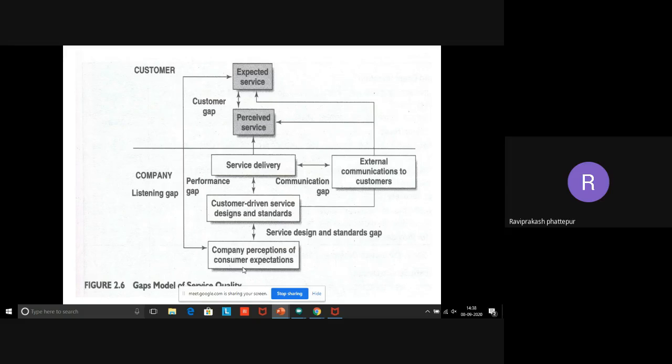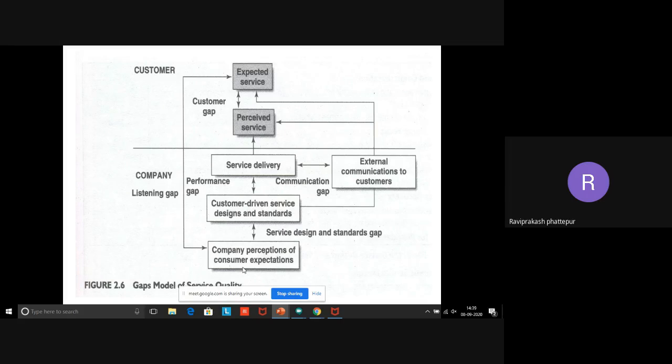Next, gap 2 is the service design and standards gap, which is between company perceptions of consumer expectations and customer-driven service designs and standards. The third is the performance gap, which is between customer-driven service designs and standards and service delivery. The fourth gap is between service delivery and external communications to customers, which is known as the communication gap. Now coming to the listening gap.